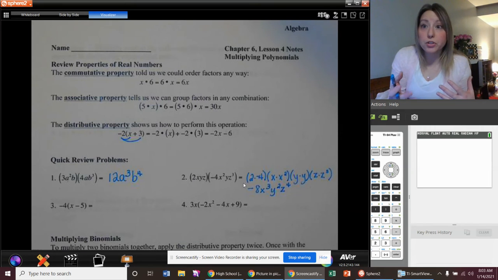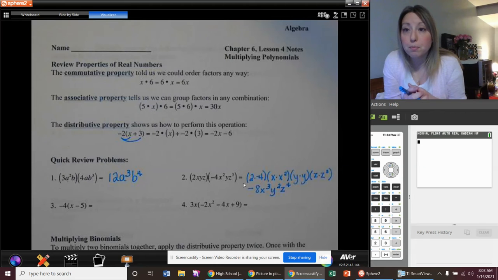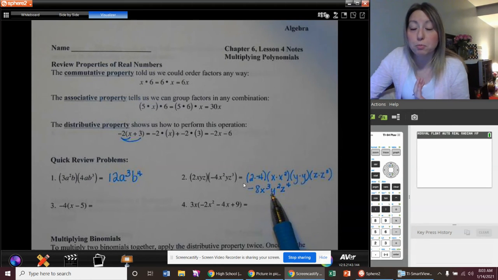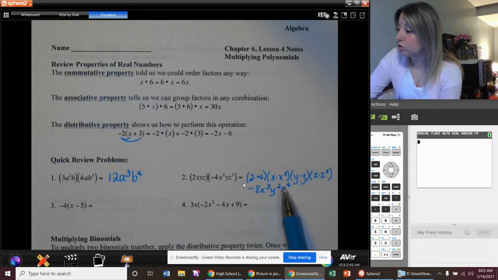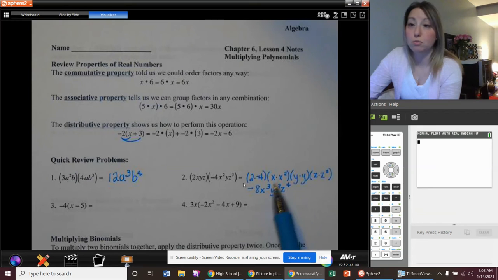Real quick, I'm just going to take this opportunity to remind you about how to figure out the degree of a term. Since this term has multiple variables raised to multiple exponents, you add the exponents up, and that result is the degree. So this is 3 plus 2 is 5, 5 plus 4 is 9. This is a ninth degree term, because there are not multiple terms here.